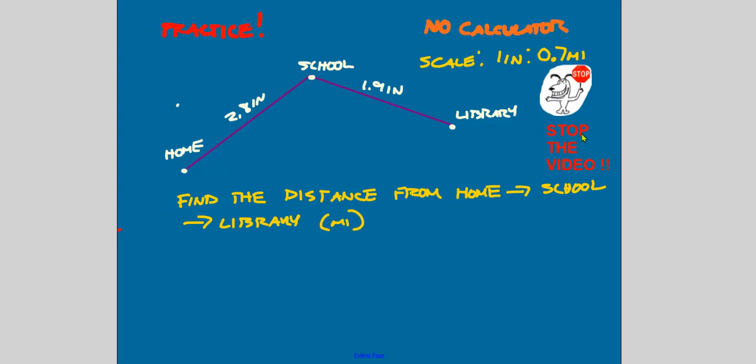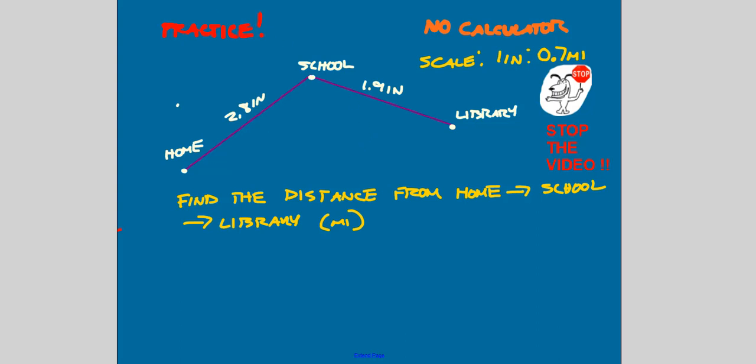I want you to stop the video after I read the question and then go ahead and do it. So the trip from home to school to library is 2.8 inches plus 1.9 inches on a scale drawing. This is not drawn to scale. The actual scale, though, is going to be 1 inch is 0.7 miles. So I want you to find the distance from home to school to library. So from here, going to here to here. And when you're done, start the video and see if you agree with what I get.